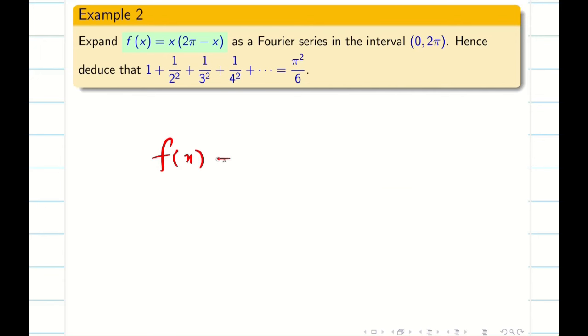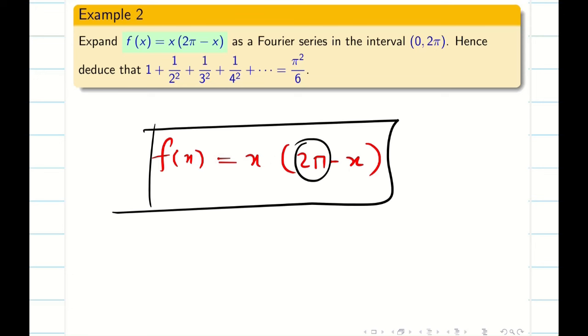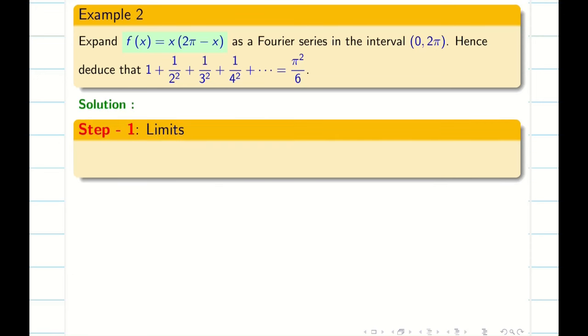So the given function f of x is x into 2 pi minus x. That means the problem is involving pi. Our interval is 0, 2 pi. So there is a chance this function may satisfy the property. Let us see one by one. As usual, our first step is limits. The given function is defined under the limit 0, 2 pi.